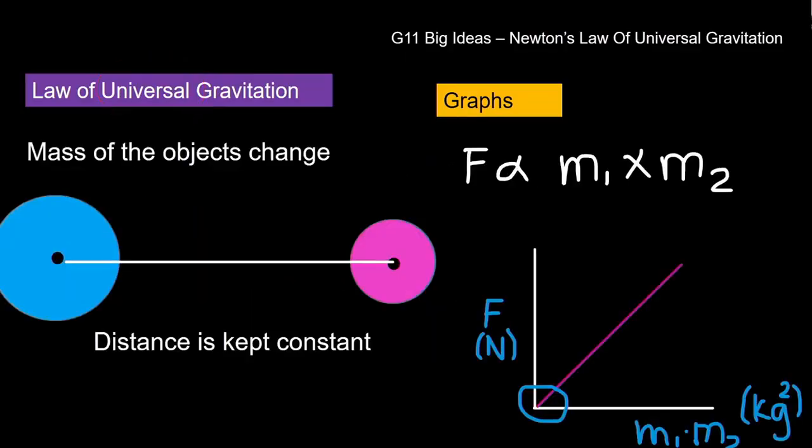And the same with the masses. If you've got objects that have less mass, the force is going to be less in nature, and if the masses are big, then the force is going to be a big force. So let's have a look and see exactly what Sir Isaac Newton worked out about the relationship between these three things.